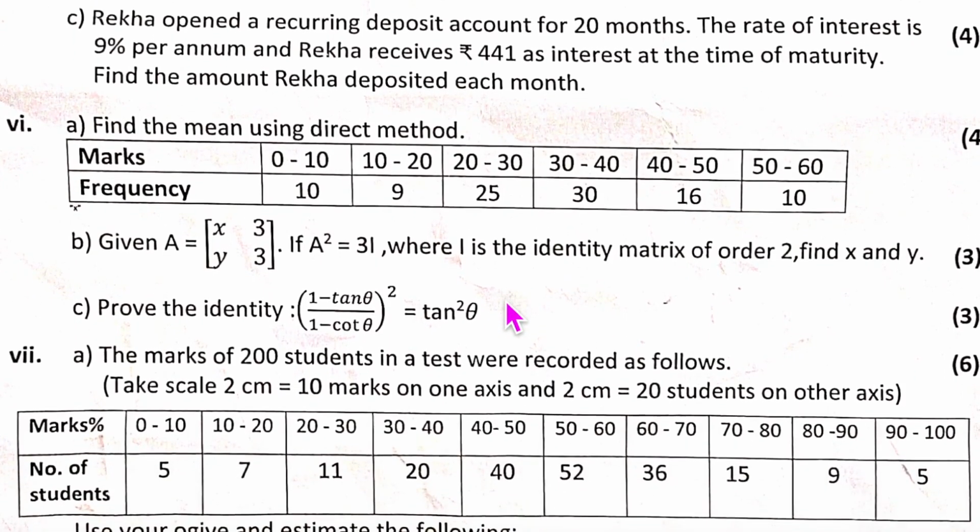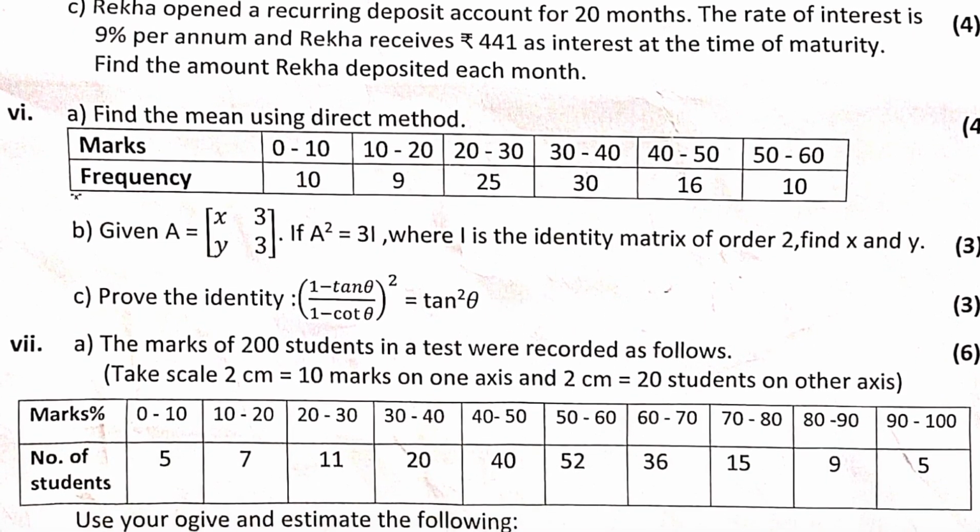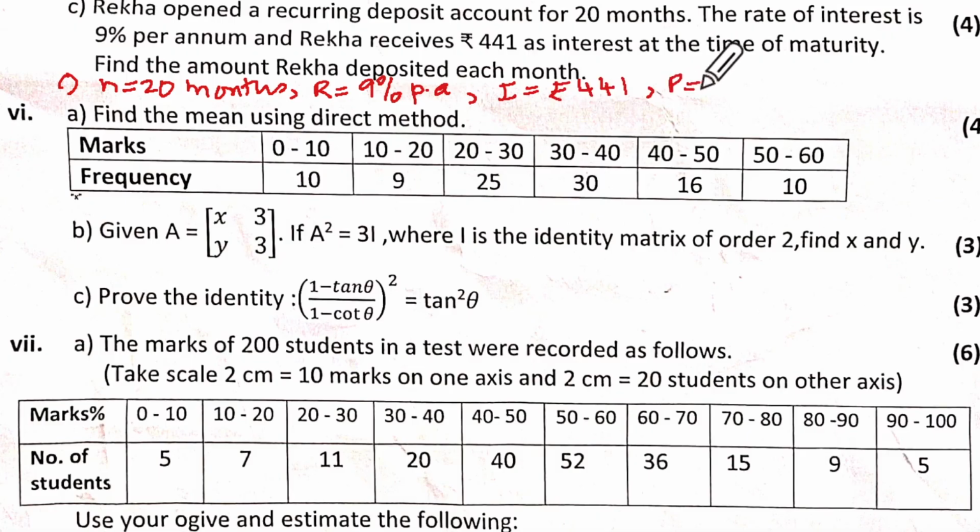Now we are coming to recurring deposit, 20 months. So your C part, N, that is number of installments, are 20. So 20 months. The rate of interest, so R is 9% per annum, and interest received is I equal to rupees 441, and find the amount deposited each month means principal equal to question mark, and this is for 4 marks. All right.